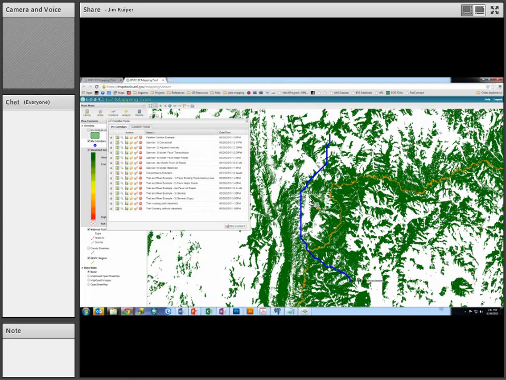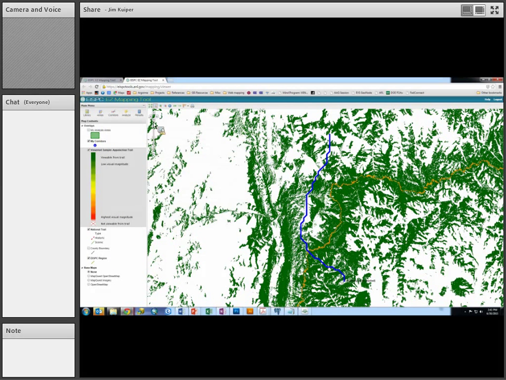But you can see this white area. This is an area that's not visible from the trail in this viewshed. And if you look at the one that was generated with the viewshed, you can see that it's siting, it's routing the corridor in that valley that's hidden from view from the trail.